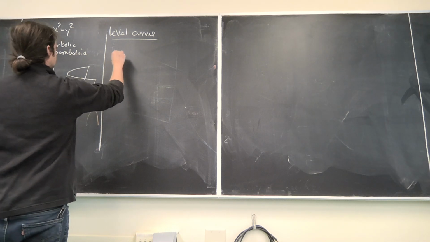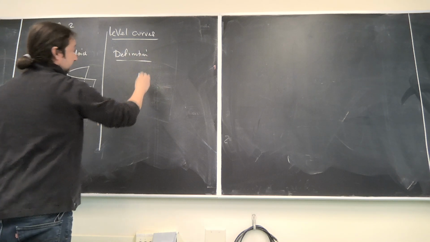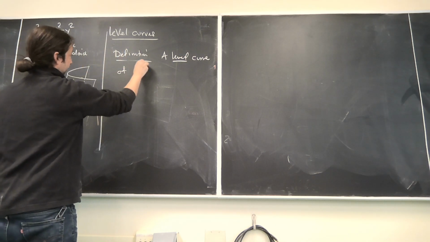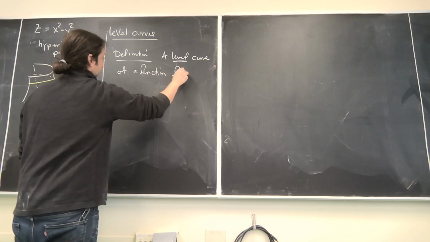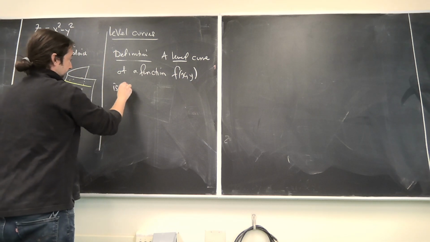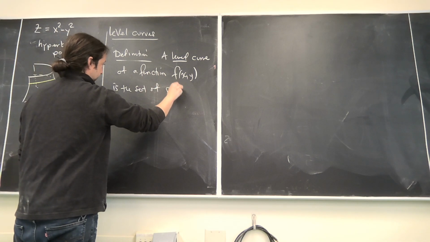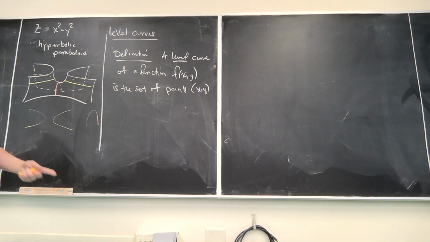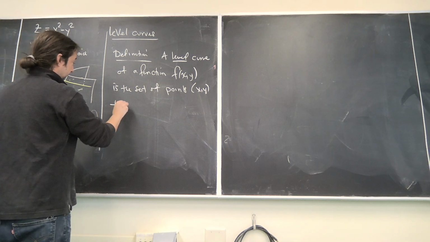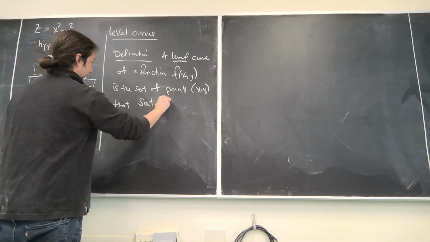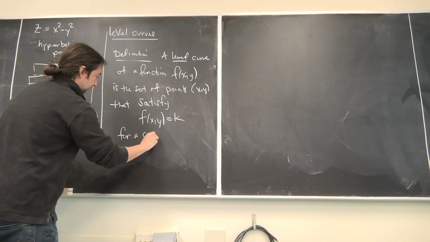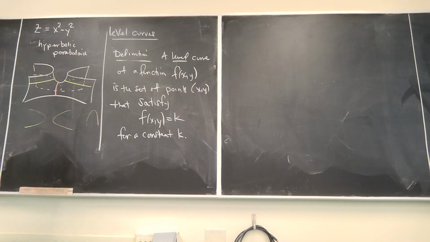So the definition of a level curve: a level curve of a function f of x, y is the set of points x, y. So this is in the plane. It's not a three-dimensional picture in this case. It's a two-dimensional picture. It's the set of points x, y that satisfy f of x, y equal to k for a constant k. It's all of the inputs that produce a specified output.